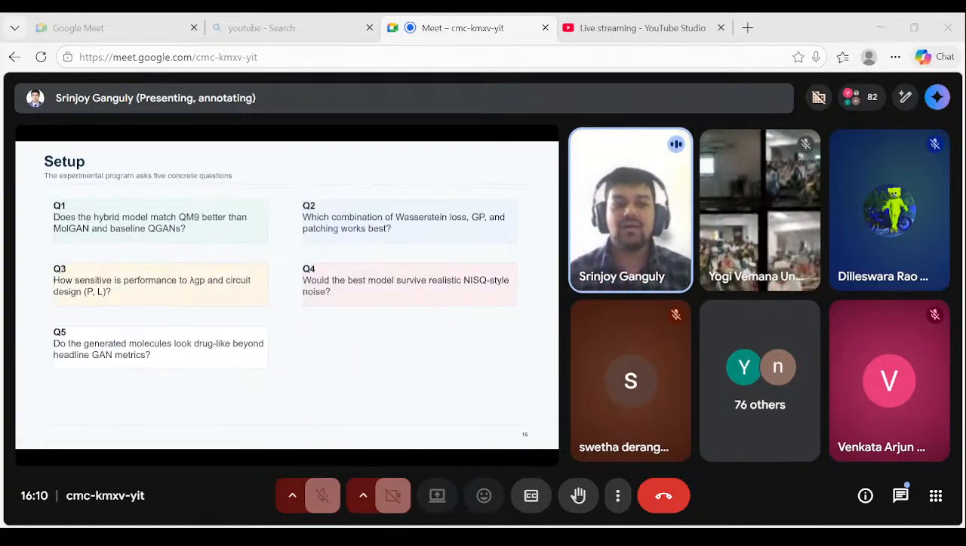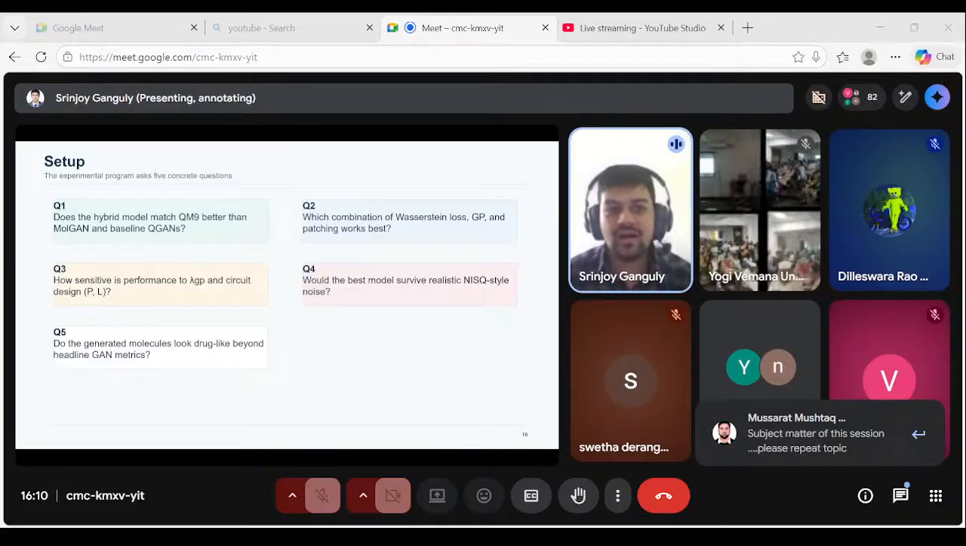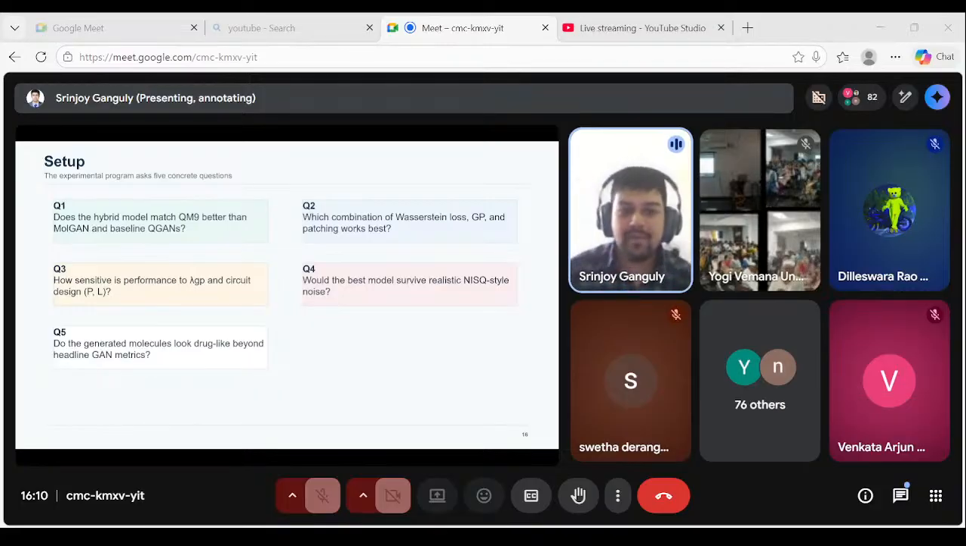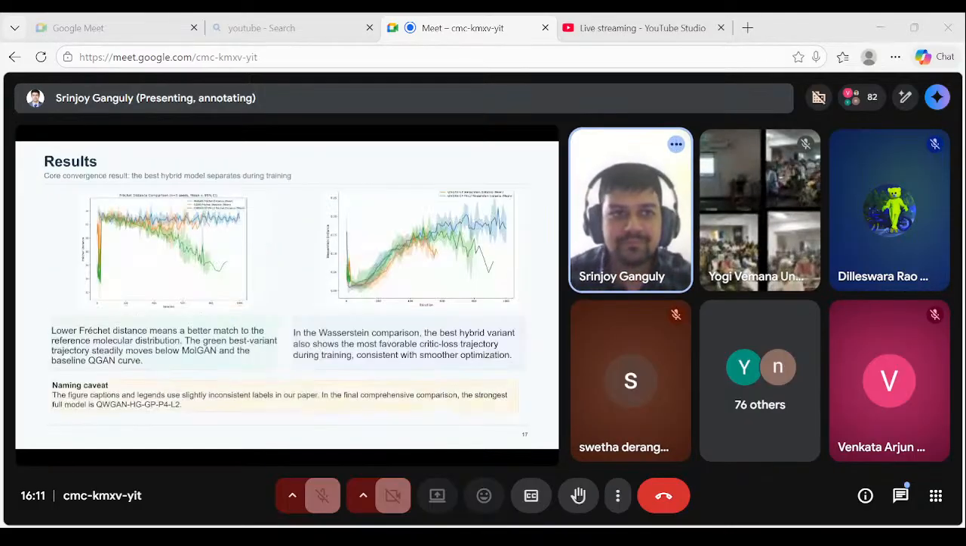So these are some of the questions that we ask: how sensitive is the gradient penalty lambda, does the hybrid model match QM9 better than MolGAN, and some other questions which I covered before. So let's go to the results.